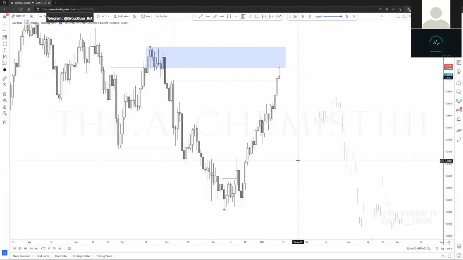That's the best thing to do, because no one can tell you 100% they're going to take out this swing high and then fall. No. The best thing to do is wait and watch.